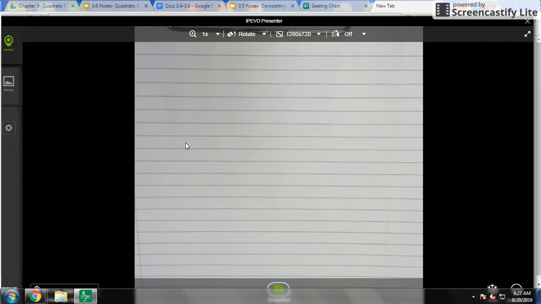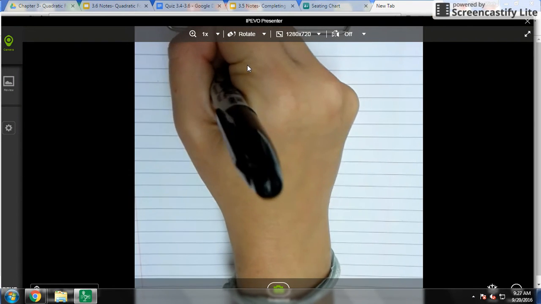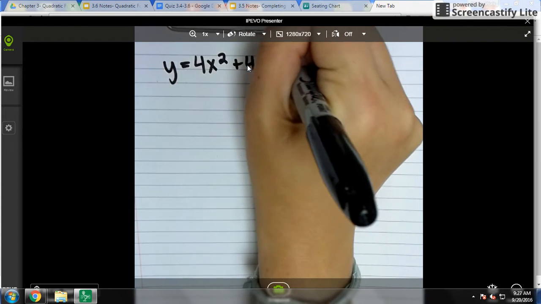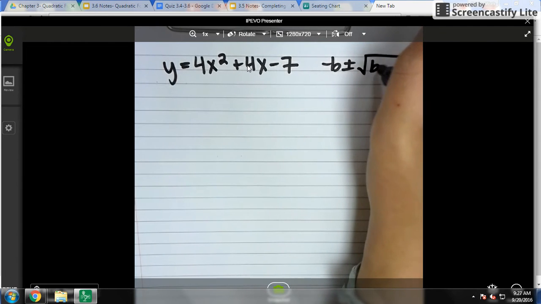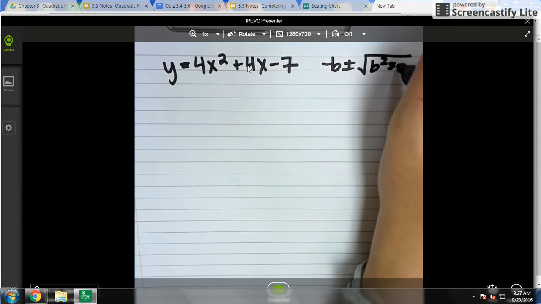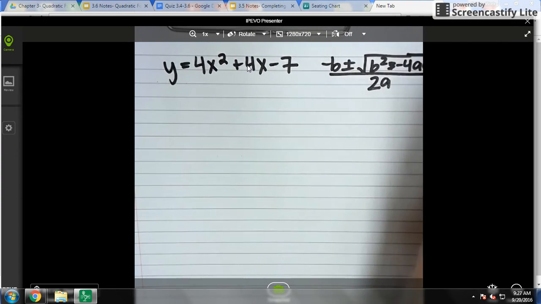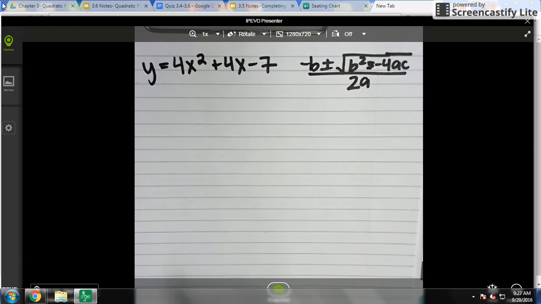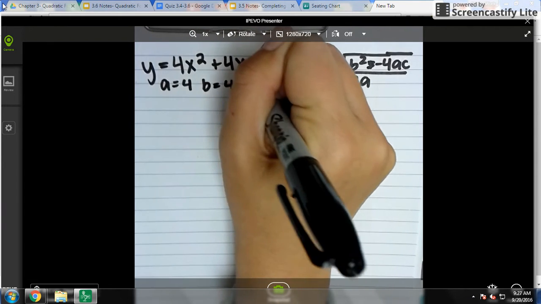All right, so now we're going to do one that's not going to turn out as nice and neat as that one. Y equals 4x squared plus 4x minus 7. Using the same formula. Negative b plus or minus the square root of b squared minus 4ac. If you don't already have that memorized, you need to make sure you memorize it. And we have a is 4, b is 4, and c is negative 7.